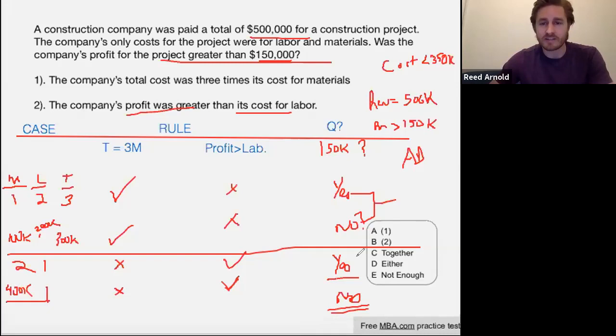So I have a yes case, I have a no case. That's insufficient. Statement two does not tell me if I made more or less than $150,000. Now I have to follow all the rules.